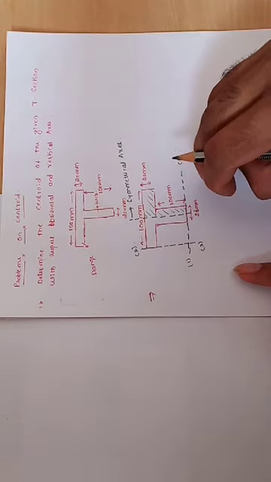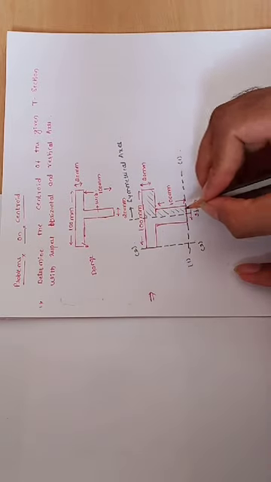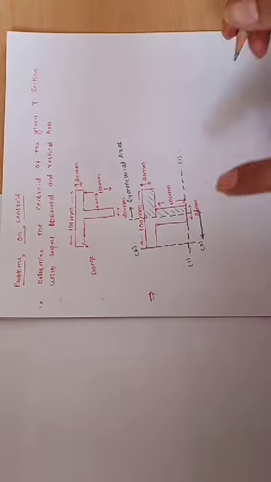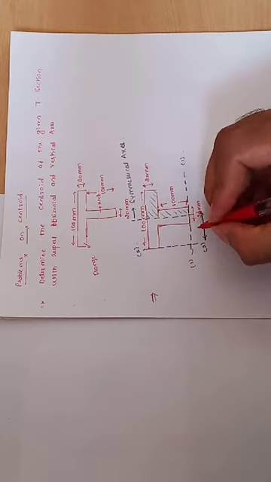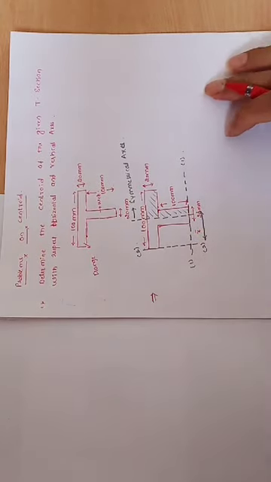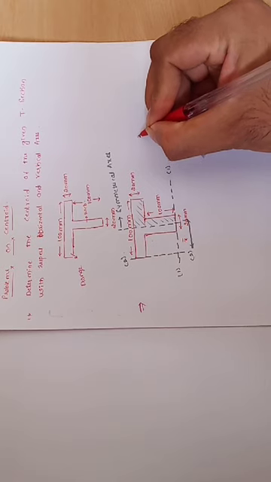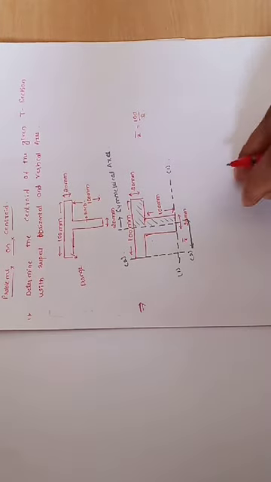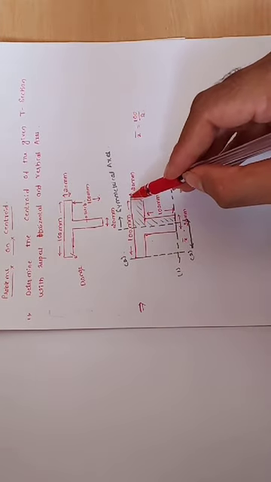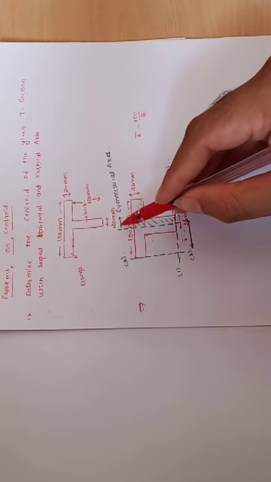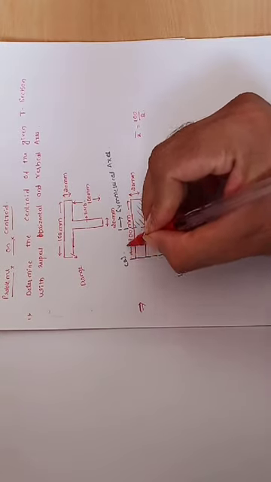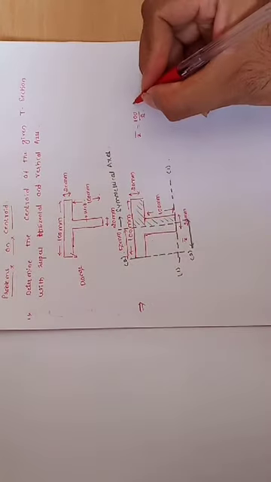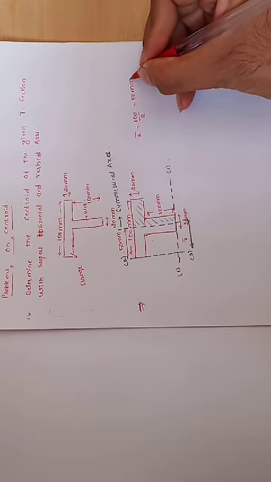If this is your symmetrical axis, what is the distance of your CG point with reference to this end? I can get it directly: this distance is x bar. X bar is equal to 100 divided by 2, the lengthiest part. This is 100 millimeter, and this is the symmetrical axis, so this distance will be 50 millimeter. So x bar I am getting as 50 millimeter.